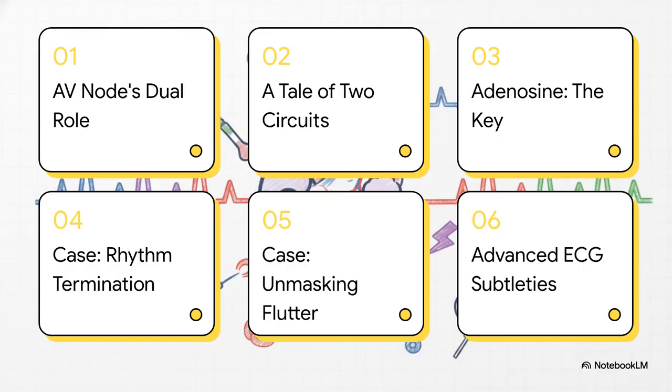Here's our game plan. First, we're going to establish the two completely distinct roles the AV node can play in supraventricular arrhythmias. Then, we'll actually visualize the electrical circuits involved before we introduce adenosine as an incredibly powerful diagnostic tool. After that, we'll apply all this knowledge to a couple of distinct clinical cases and then finish up by looking at some advanced, subtle clues you can find on the ECG.